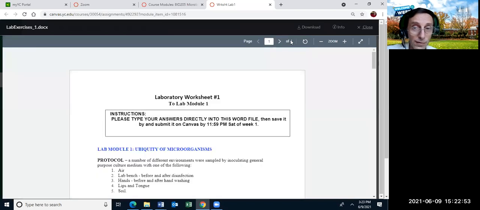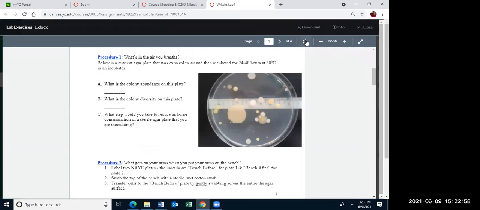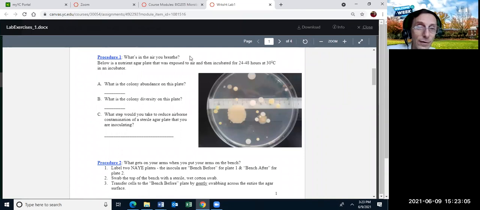So let's go to the question. Which question are you referring to? I'm so sorry, this is all new to me. What is in the air you breathe? You do need to answer procedure 1, A, B, and C. So what colony abundance is on this plate? Count the colonies. What's the colony diversity on the plate? Determine what are different colonies, and then count the different number of colonies.